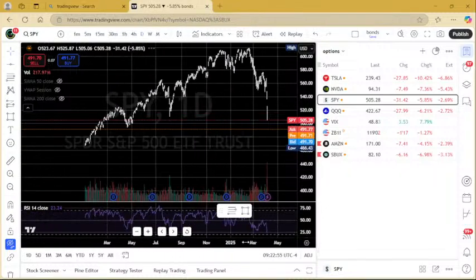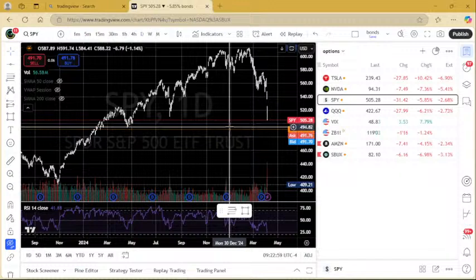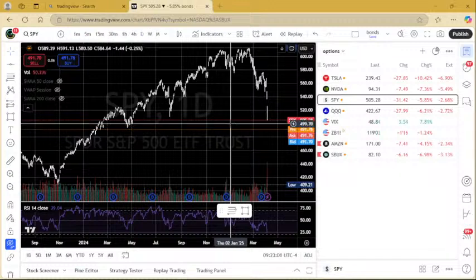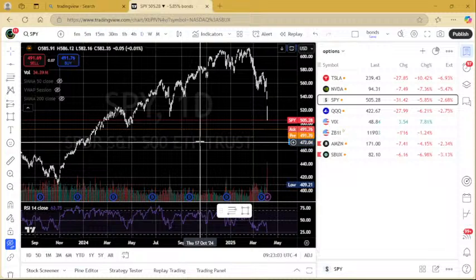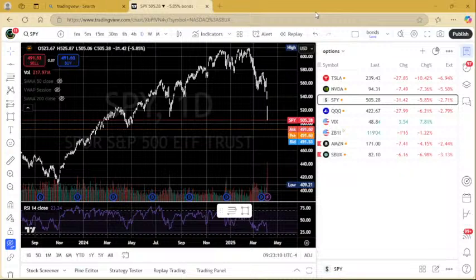SPY is down to less than 500. Our next is 495, and then 467. What time is it? 9:23. The market's about to open. I'm not getting in a trade till about 10 o'clock maybe.